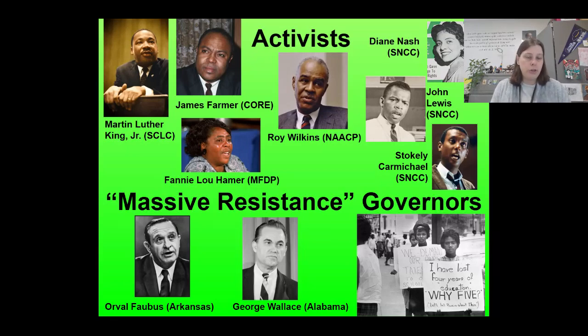George Wallace is the governor of Alabama, who is elected with the campaign slogan, "segregation now, segregation tomorrow, and segregation forever." And he pledges to block the school door of the University of Alabama rather than see it be integrated. It's a pledge that he will have to walk back eventually. But those are two good examples, again, of the resistance to civil rights that is pushing back against activists.